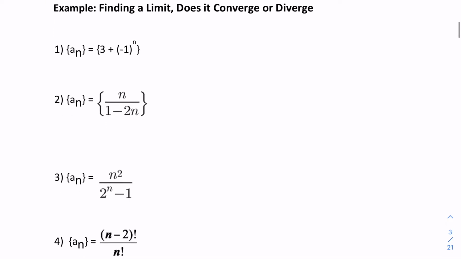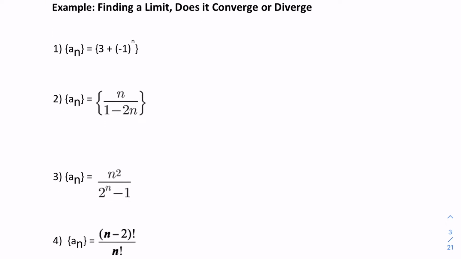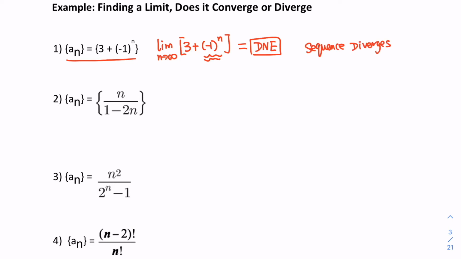How do we find the limit? How do you claim whether the sequence is convergent or divergent? So given an, this is the sequence. The limit as n goes to infinity of a of n, which is 3 plus negative 1 to the n. As we know, as n goes to infinity, negative 1 to the nth power will be oscillating between negative 1 and positive 1. So our answer will be that the limit does not exist. Because the limit doesn't exist, the sequence diverges.